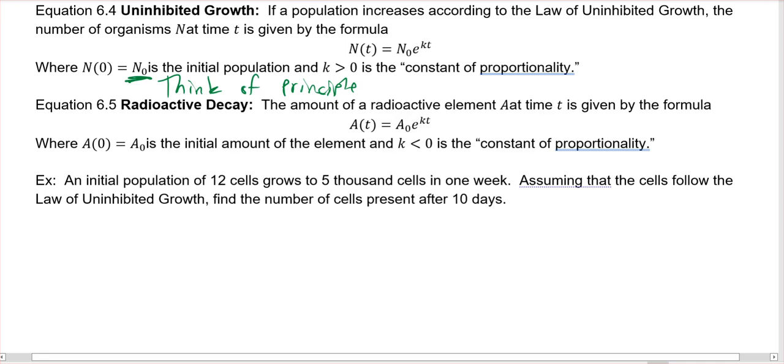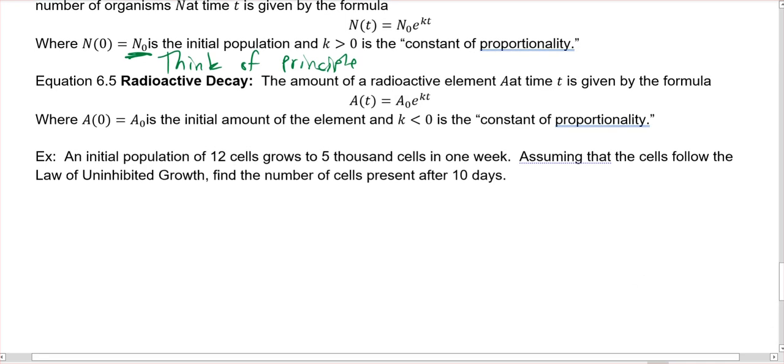An initial population of 12 cells grows to 5,000 cells in 1 week. Wow, that's really fast. Assuming that the cells follow the law of uninhibited growth, find the number of cells present after 10 days. Well, if it grew from 12 to 5,000 in 7 days, it's going to be a lot after 10 days, right? Wow, exponential growth is pretty fast.